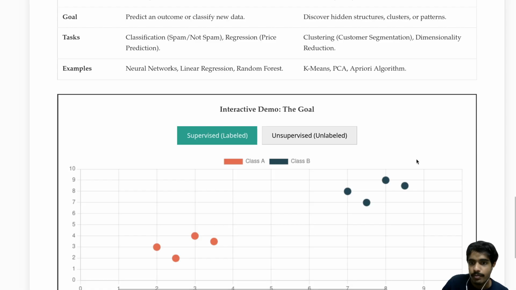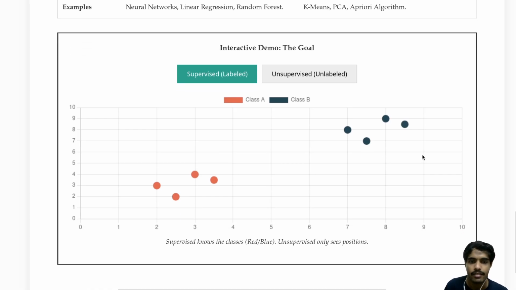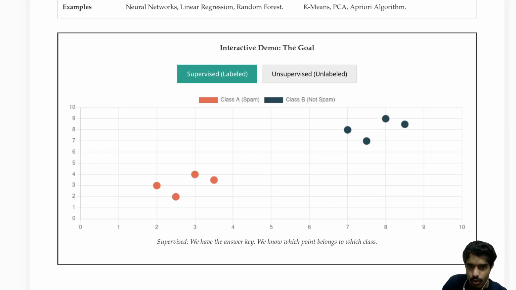If we look at this scatter plot, if we look at supervised learning at the start, the data comes labeled. We see red points and blue points. The model's job is to draw a line separating them so we can classify the future points, right?